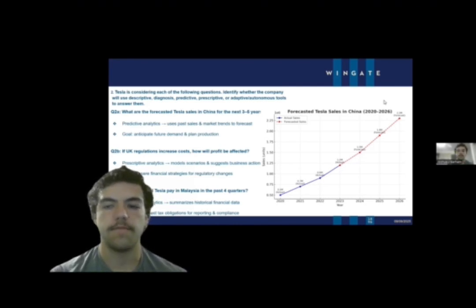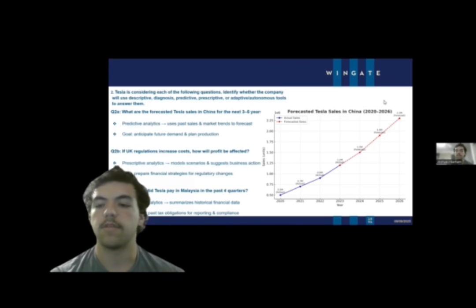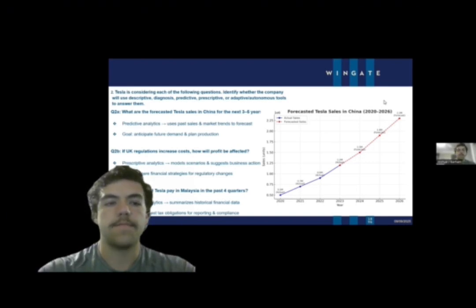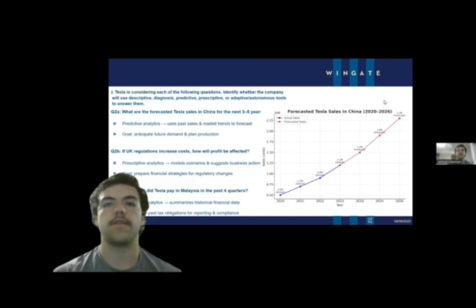And you can see here on the chart on the right that we have in blue the actual sales of Tesla, and then in red from 2023 to 2026, we have the sales that are projected for those years. So the goal of this would be to anticipate the future demand, plan the production line, and things along those lines.